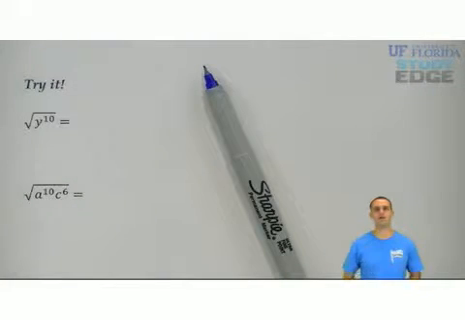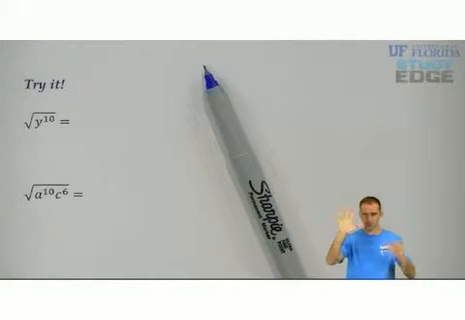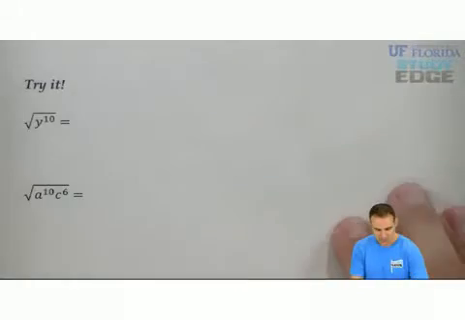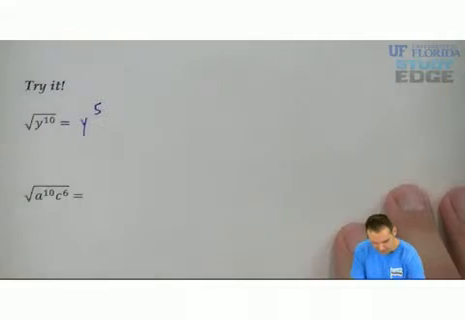Square root of y to the 10th power is 10 y's. How many pairs is that? 1, 2, 3, 4, 5. It's 5 pairs. You had to use your hands for a second. There was 5 pairs overall. So that would just be y to the 5th.